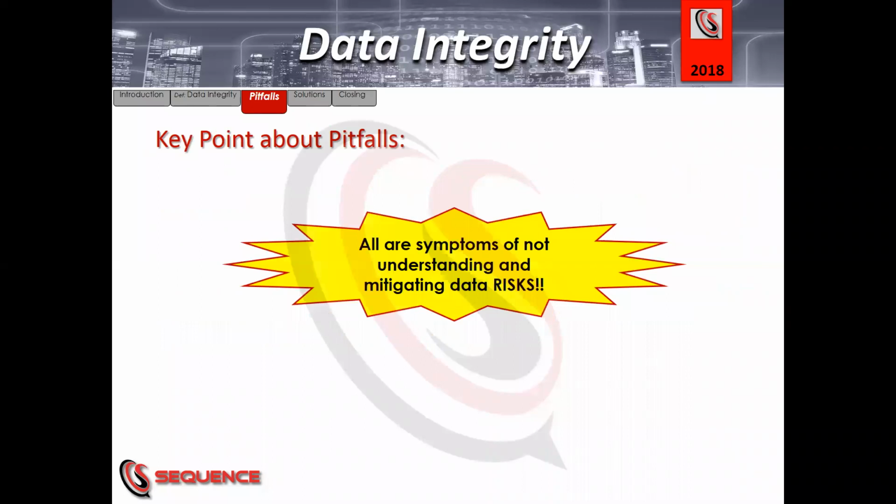Okay, well, when we consider all these, of course, these are observations. They're specific things, specific pieces of equipment and procedures, that don't support data integrity. There's a failure there. So they really are symptoms of not understanding and mitigating data risks.